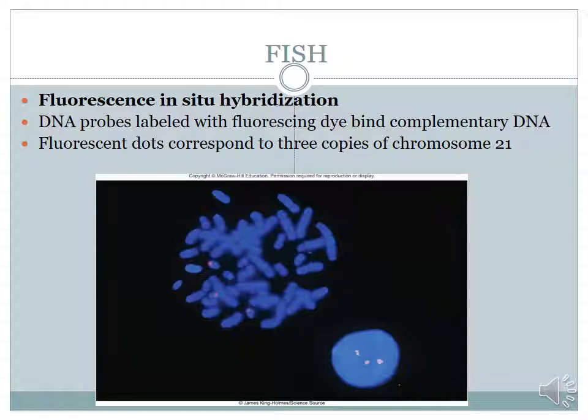This slide is showing an example of fishing for genes and chromosomes. The FISH shows 3 fluorescent dots that correspond to 3 copies of chromosome 21. Each dot represents a specific DNA sequence with which the fluorescently labeled probe forms complementary base pairs.